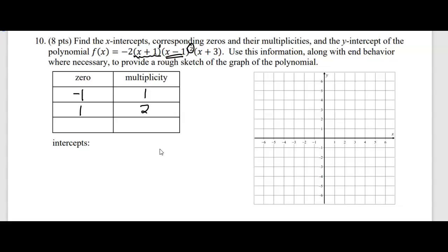And finally, the third factor, negative 3, makes that 0. So the zero is at negative 3. And its multiplicity is 1. So the x-intercepts, the zeros, are x values negative 1, 0, 1, 0, and negative 3, 0. So we can put those values on our graph as dots on the x-axis.